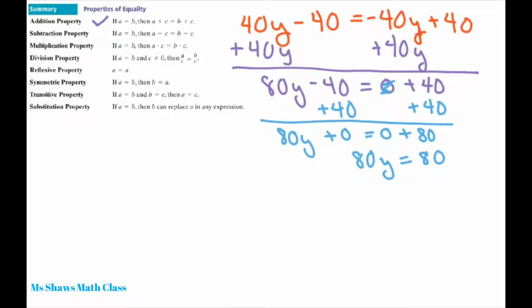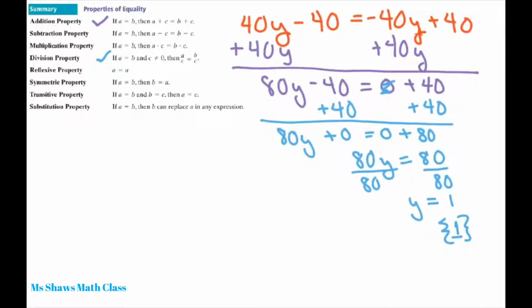So if you do your division property, or you can just mentally do this one, you divide both sides by 80. So you get y equals 1. Our solution set, therefore, is 1.